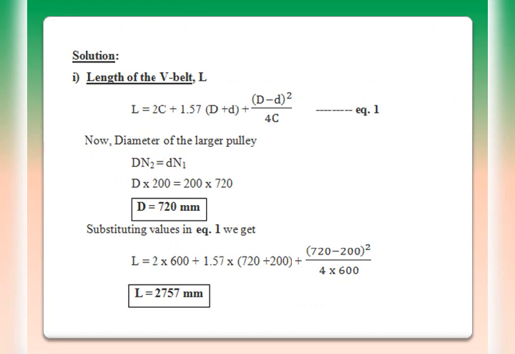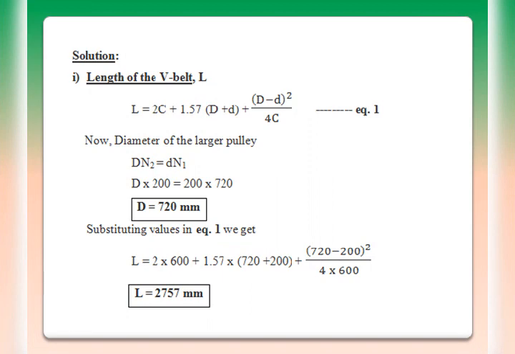We need to call this equation 1, since here capital D is unknown. Now we must use the relation between the diameters of the larger pulley and the smaller pulley: capital D into N2 is equal to small d into N1. We'll substitute capital N2, the speed of the driven compressor, that is 200, equal to small d, the diameter of the pulley mounted on the electric motor, that is 200, into the speed of the electric motor or driver pulley, that is 720. So capital D, the diameter of the larger pulley, is equal to 720.